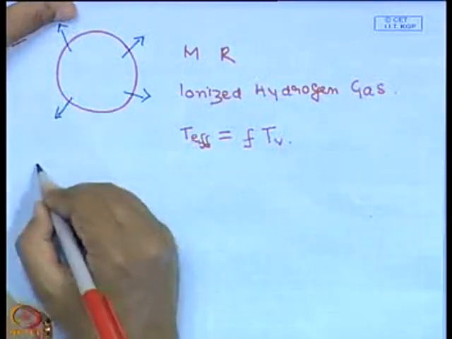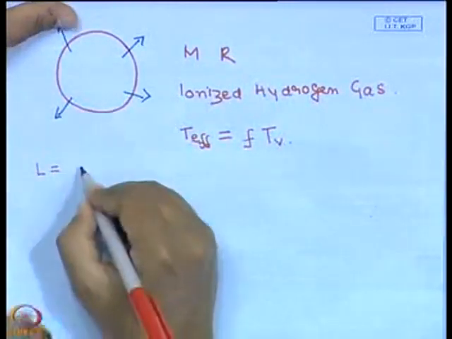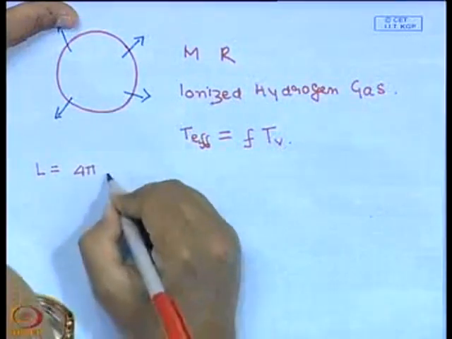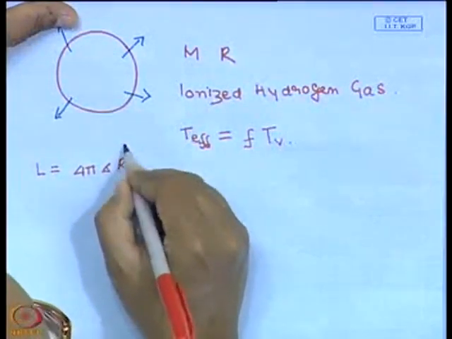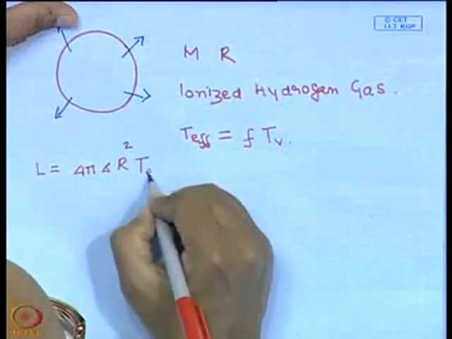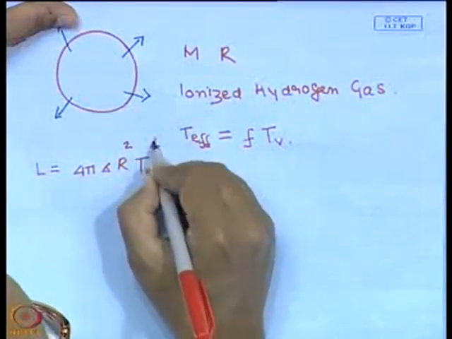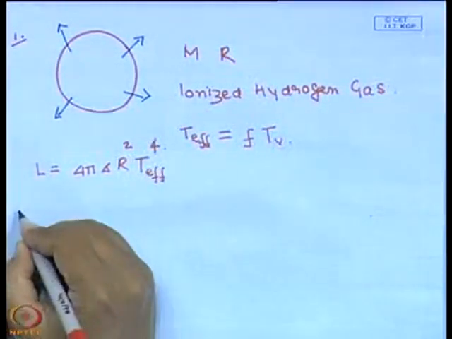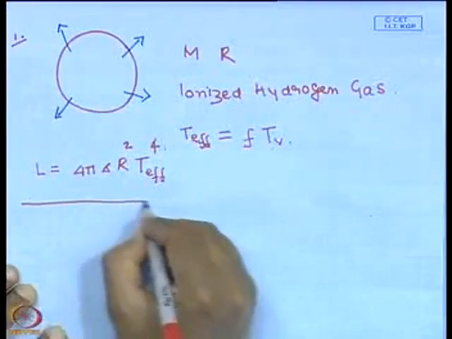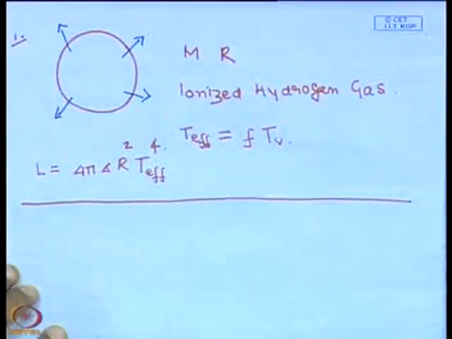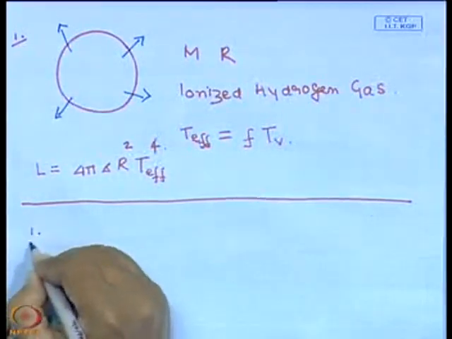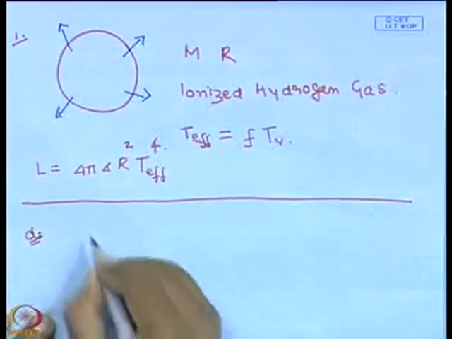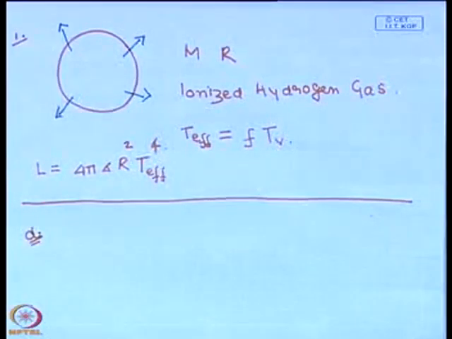So, the luminosity of this object is 4 pi sigma r square T effective to the power 4. So, the first part of this problem, this is the information given. The first part of the problem is to estimate the virial temperature of this object A. So, let us call it A. What is the virial temperature of this object?